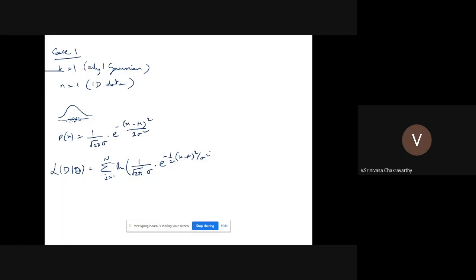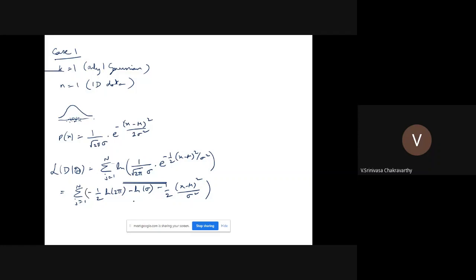So if you take a log of this whole thing, you get again summation j equal to 1 to n of minus, so 2 pi power minus half, so you get minus half ln 2 pi. And then it is sigma power minus 1, so ln of that is minus ln sigma. Then ln of this whole exponential, so that exponent comes down: minus half x minus mu whole square by sigma square. So this is the whole log likelihood expression.